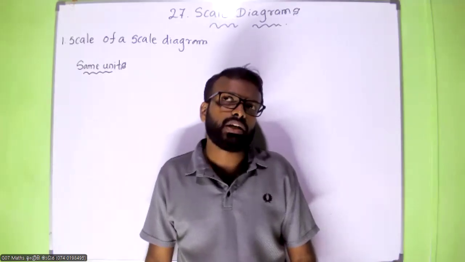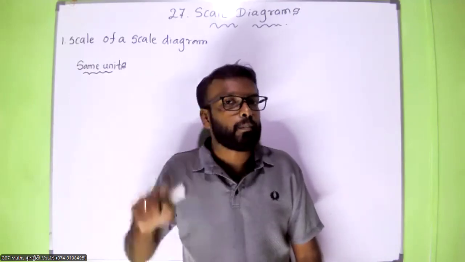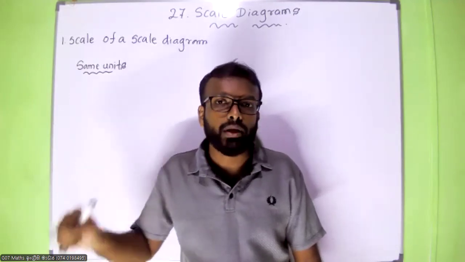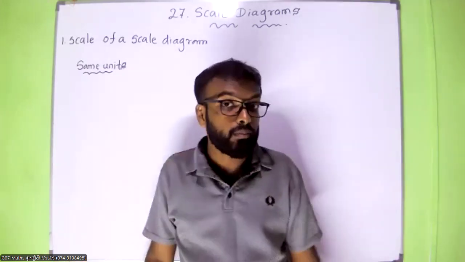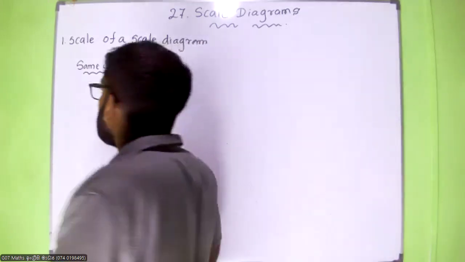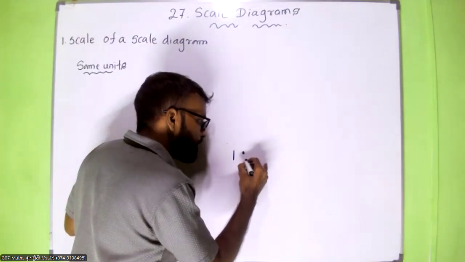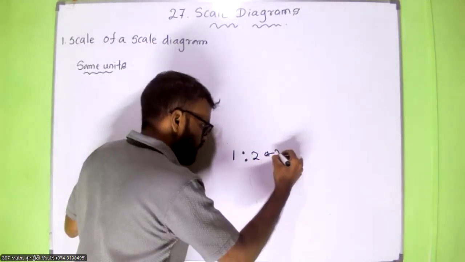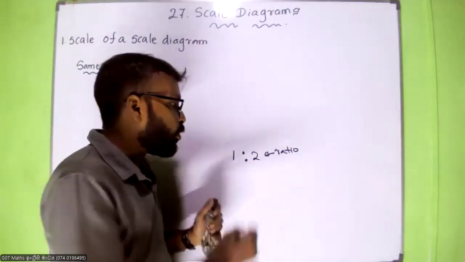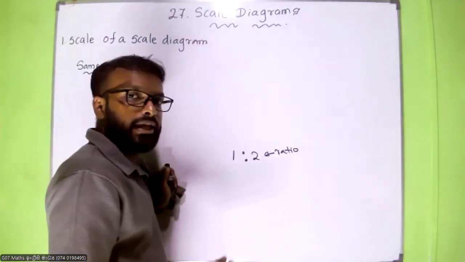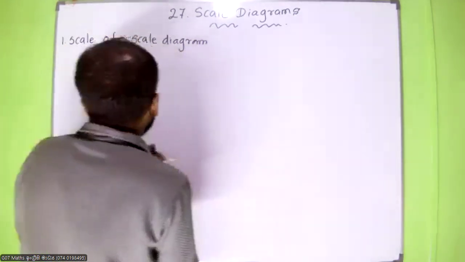When we are considering length measurements, we have millimeters, centimeters, meters, then kilometers, and so on. If you are using a ratio form, how do you write the ratio? 1 to 2. This is called a ratio. Both of these sides should be in the same unit.